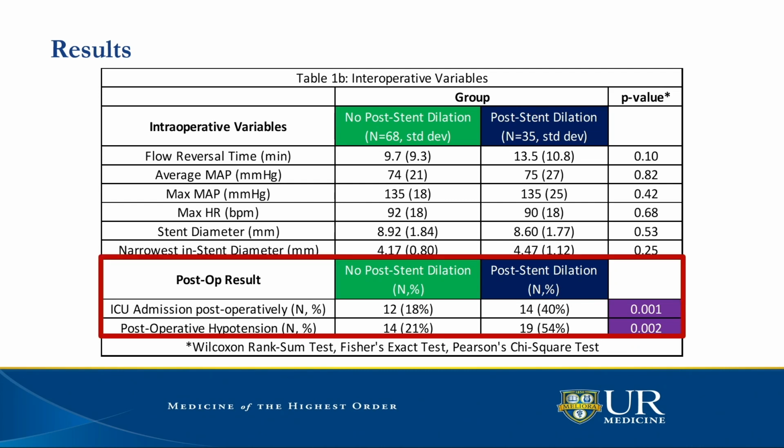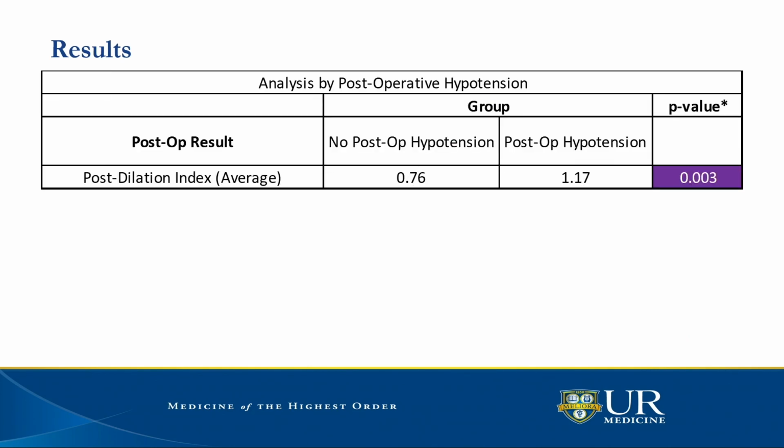Postoperatively, patients who experienced post-stent dilation had a greater than twofold increase in ICU admission, as well as the presence of postoperative hypotension. These were both found to be statistically significant in our analysis. In looking at just patients who received post-stent dilation, patients who had post-op hypertension had a significantly higher carotid bulb distension index, 1.17 compared to 0.6 in our analysis.